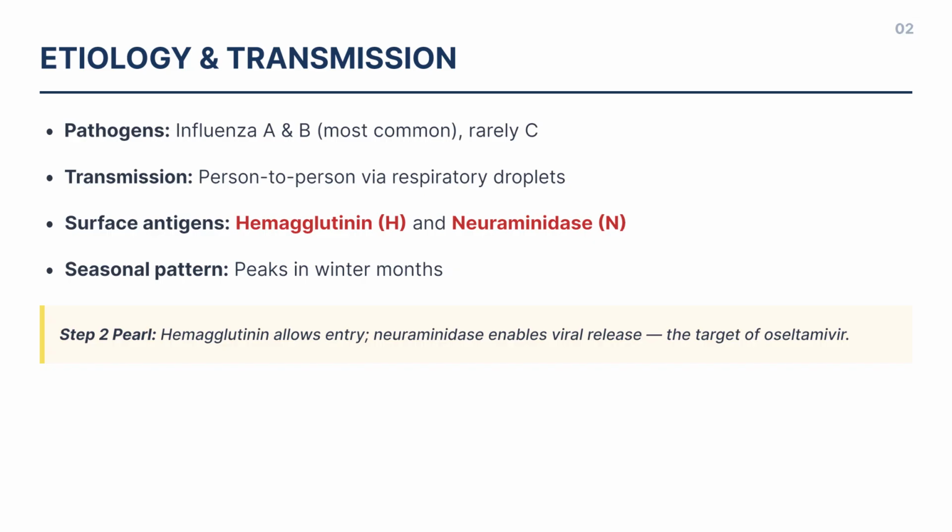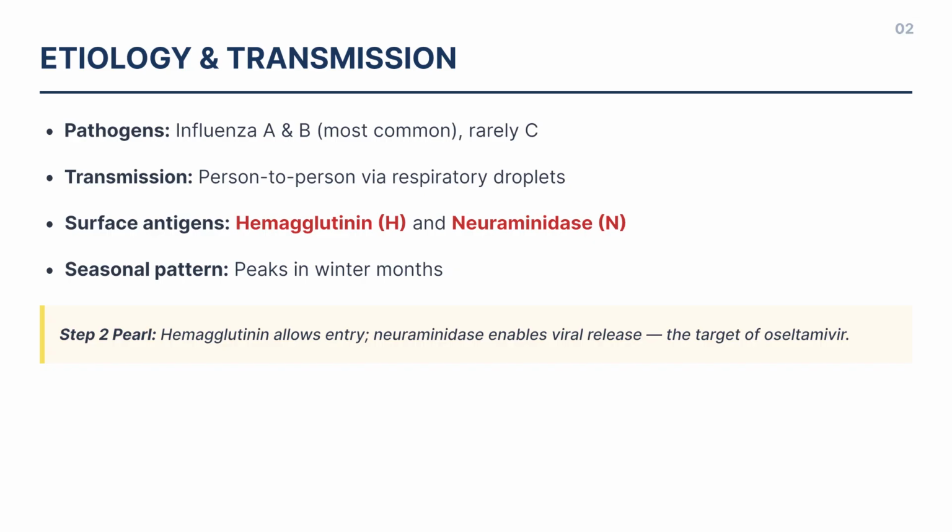The virus has two key surface antigens. Hemagglutinin, abbreviated H, allows the virus to enter host cells by binding to sialic acid receptors. Neuraminidase, abbreviated N, allows the release of newly made viruses from infected cells. Influenza typically peaks in winter months.